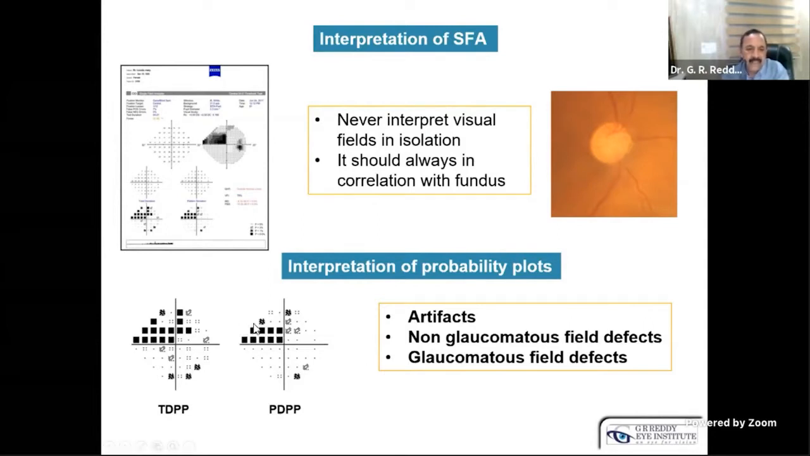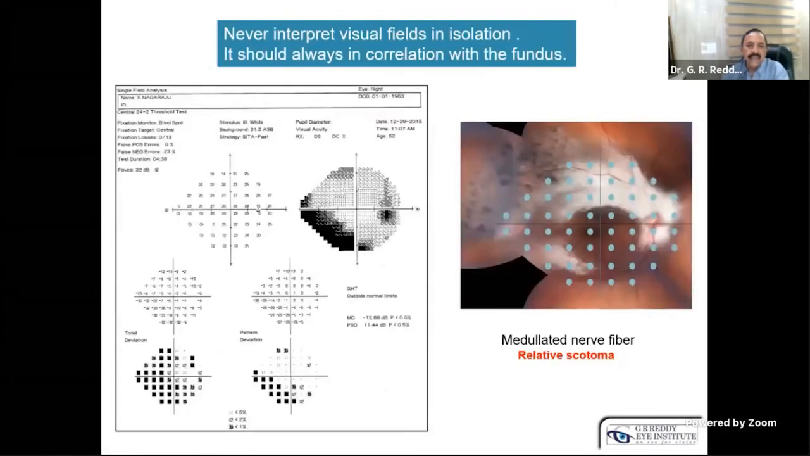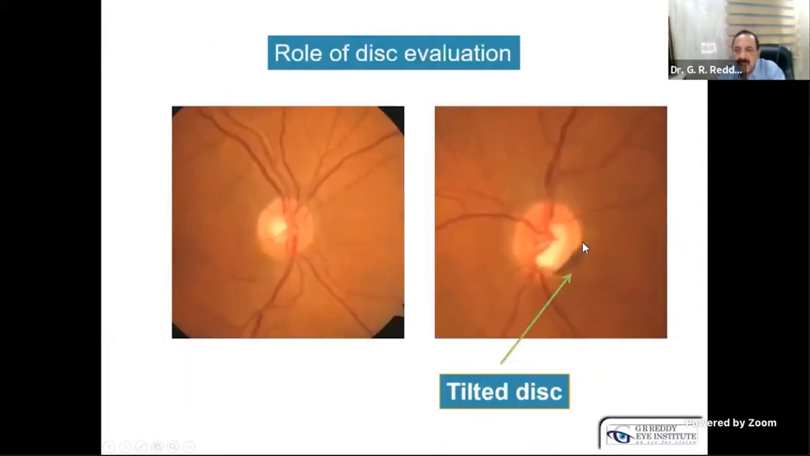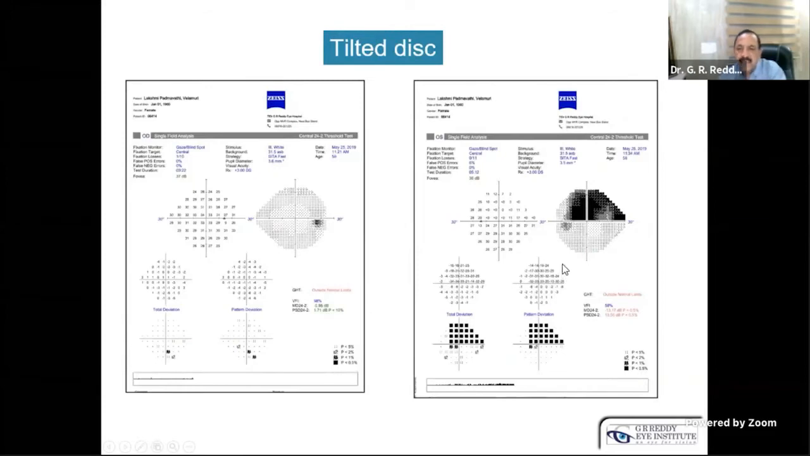Actually, we start interpreting with the probability plot. Understanding the field effects, we start with raw data, but interpretation starts with the probability plot. When we see a scotoma, the most important thing is whether this scotoma correlates with the fundus, and whether the scotoma is an artifact or a non-glaucomatous field defect. If you see the scotoma and are not seeing the fundus, we may think that it is due to glaucoma. But once you see medullated nerve fiber and degenerative retina, this is causing it. And it is a tilted disc. If you see the field of a tilted disc, it appears as if it is a glaucomatous field.